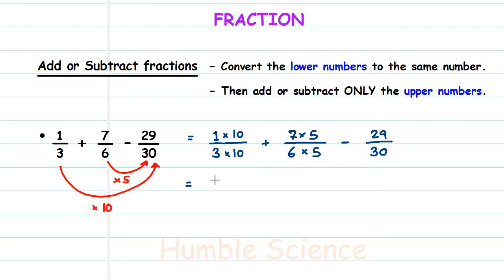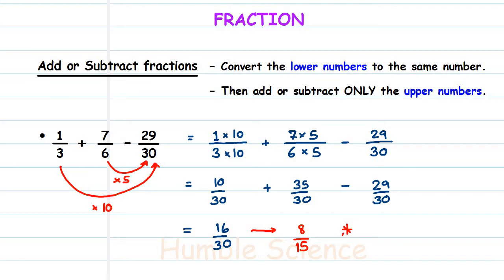And we will get 10/30 plus 35/30 minus 29/30. And for the second step, we will add or subtract only the upper numbers. And we will get 16/30. And that can be simplified to 8/15. And that is the answer.